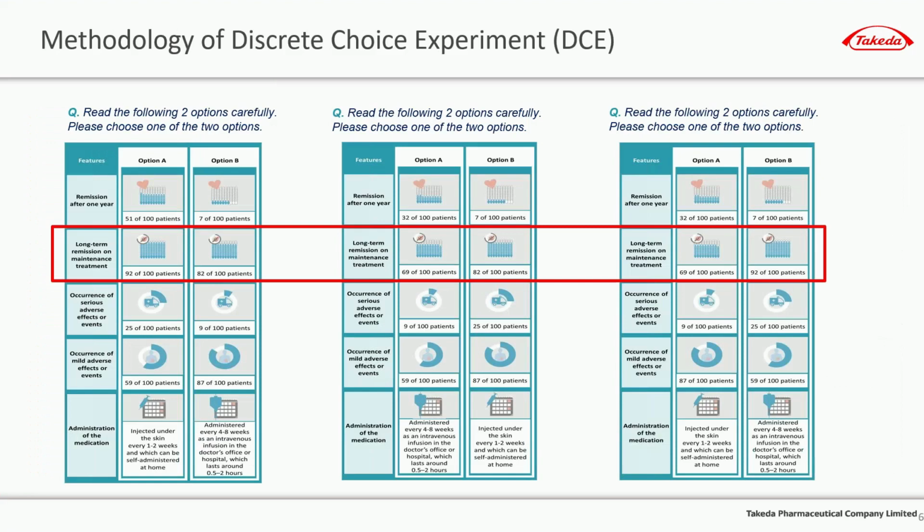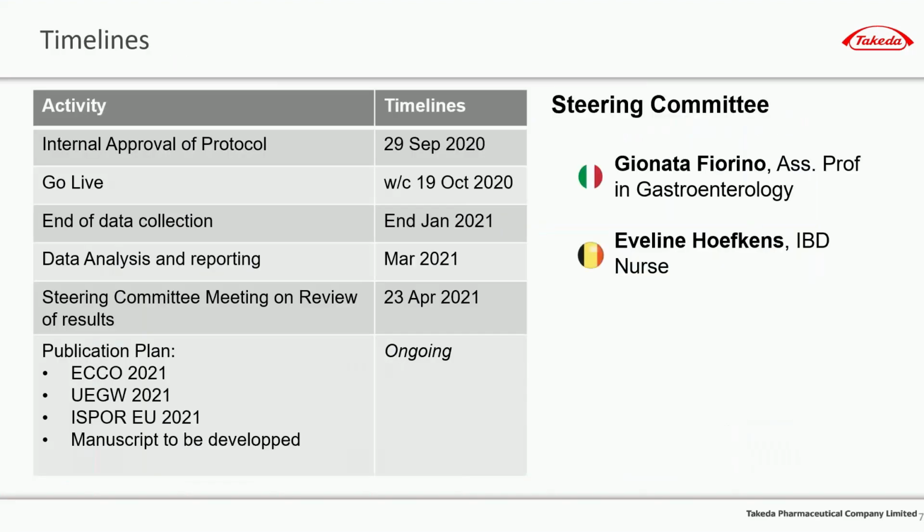So this is an example of a screen for the DCE exercise. As you can see, patients were provided with 2 options corresponding to 2 combinations of 5 attributes with different levels. And based on their selections and decisions, we could quantify the relative preferences and also understand how they trade off between the attributes. I'm not going to go into a lot of details. It has been very well explained by Lise.